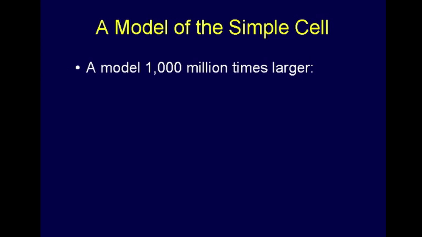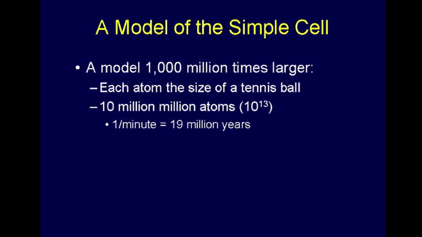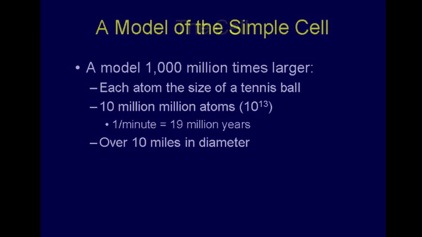So if you were going to make a model of the simplest cell, and we're going to make this model 1,000 million times larger than real, each atom we're going to say will be about the size of a tennis ball. We're going to make this big model. Each atom will be represented by a tennis ball. We'll need 100 million atoms, 10 to the 13th. If we could pull together 1 per minute, it would take us 19 million years to assemble those tennis balls. The model in doing this would be over 10 miles in diameter, so you get the feeling what we're up against.